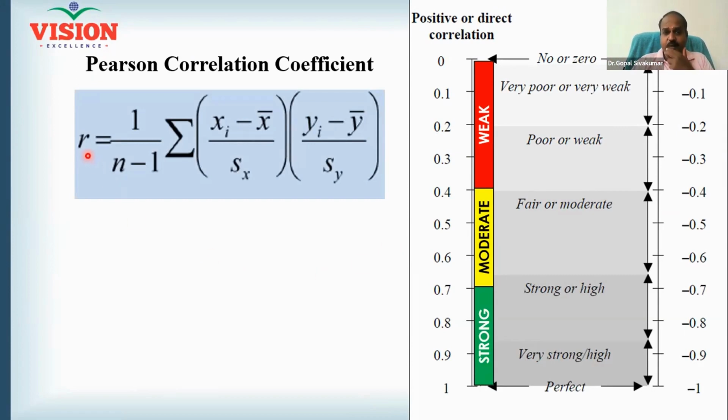The R can be calculated using X bar. What is X bar? Average of the X values. Y bar, average of the Y values. Sx, standard deviation of the X values. Sy, standard deviation of the Y values. N, number of samples. Xi, individual X values. Yi, individual Y values. If you substitute, you create a table and then you can calculate the R value. All of you could have studied this in your graduation.